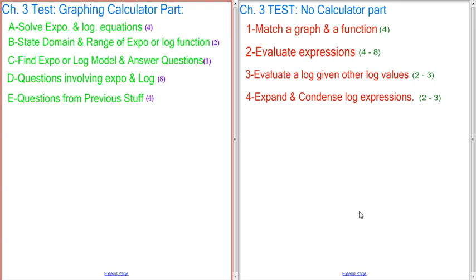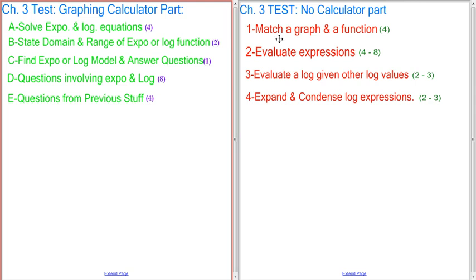Chapter 3 test will have two parts, a graphing calculator part and a no calculator part. On the graphing calculator part, you can use a graphing calculator. If you want to have a regular calculator sitting with you as well, you may do that also. On the no calculator part, you will get to use your pencil and a brain and no calculator at all.